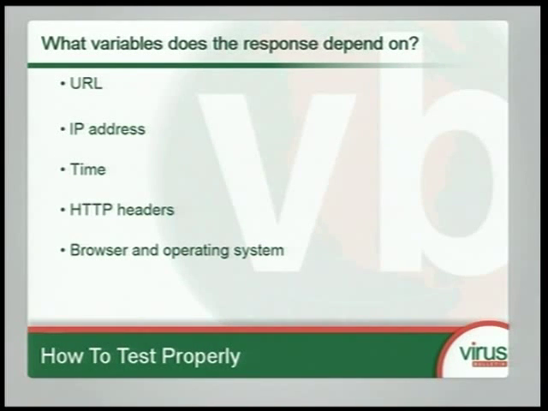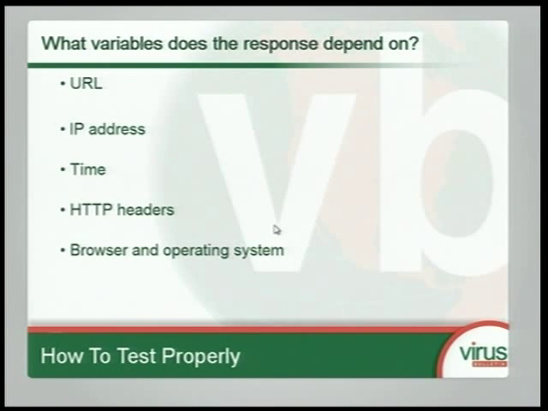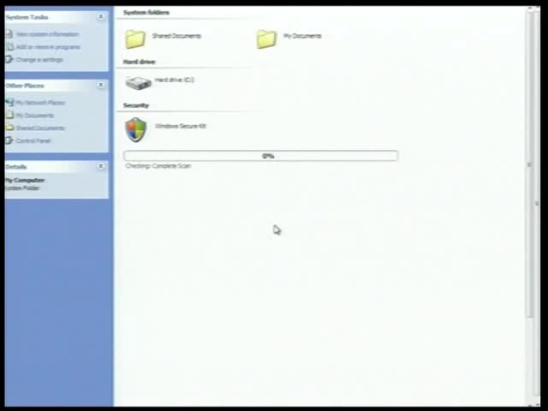So there are 5 variables that determine the content of the response. Sorry. Not my computer. 5 variables that influence what is returned from the web.